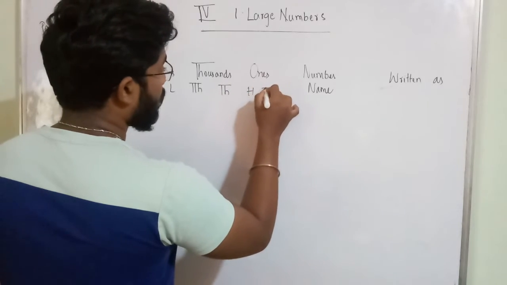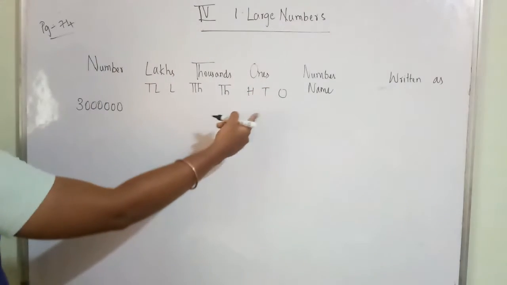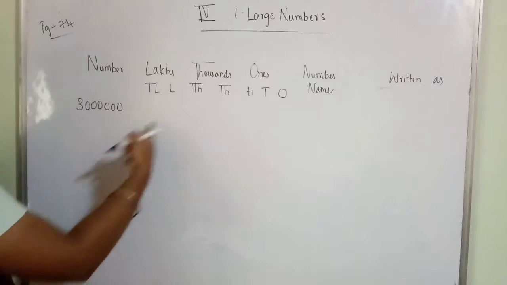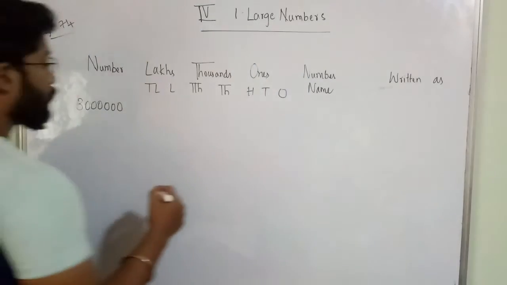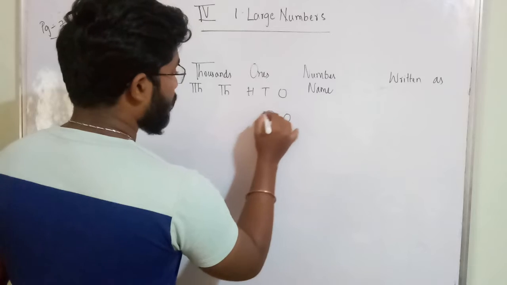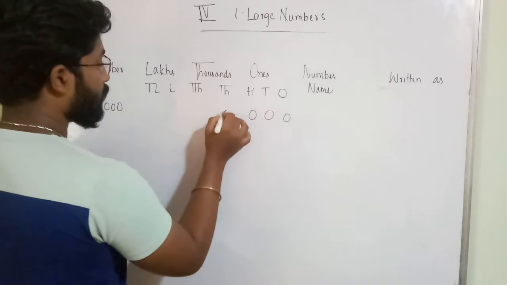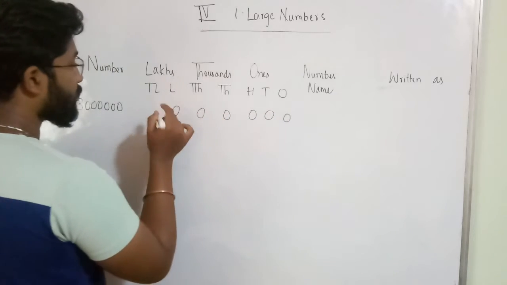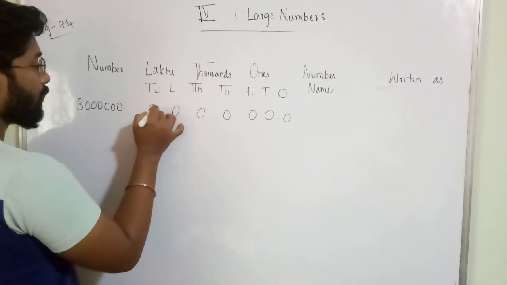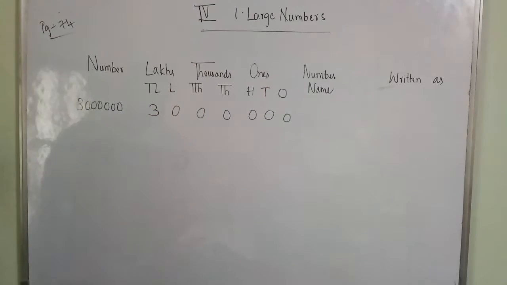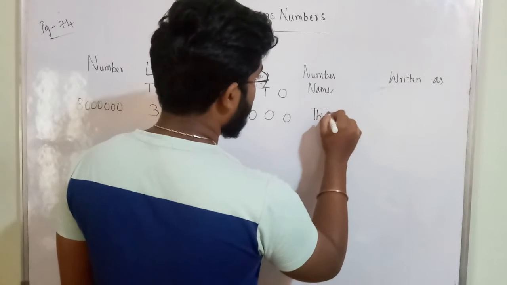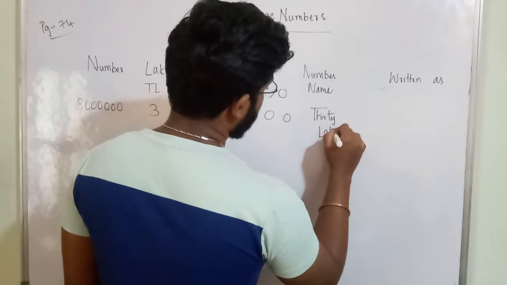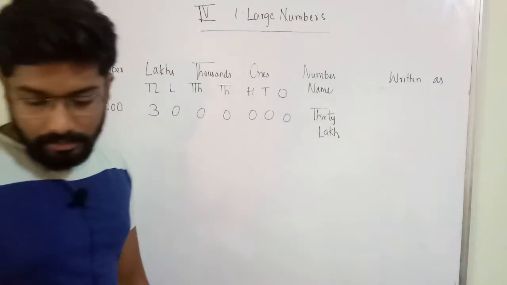So you have to start writing from 0, because you have to arrange it under the periods, no? So you have to start from 0, 0, 0, 3 zeros completed, 0, 0, 0, 6 zeros completed, last one is 3. So what is the number? 30 lakhs is the number, okay? So what is the number name? 30 lakh, okay?